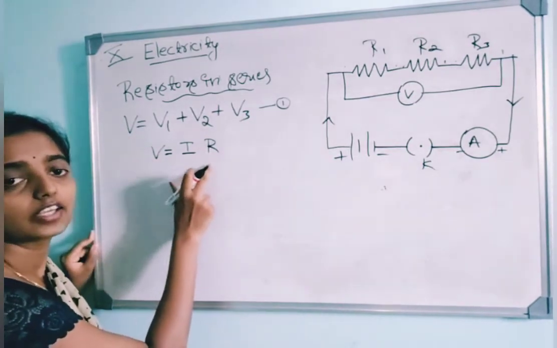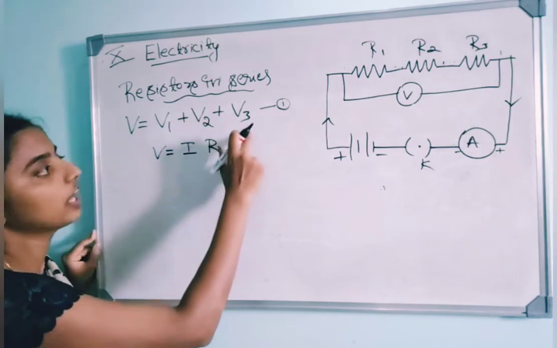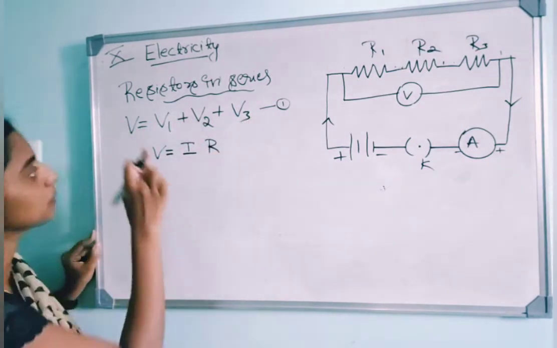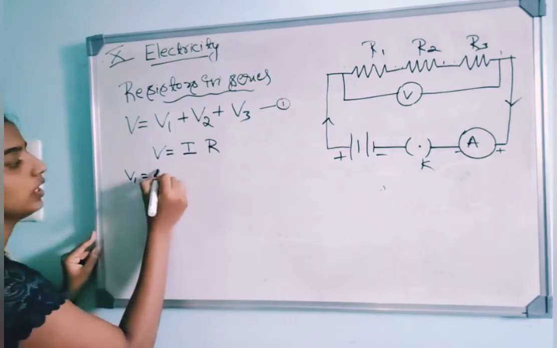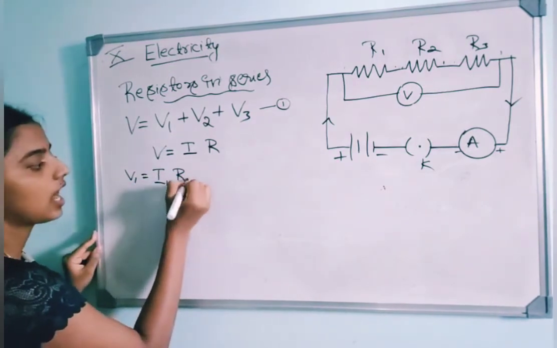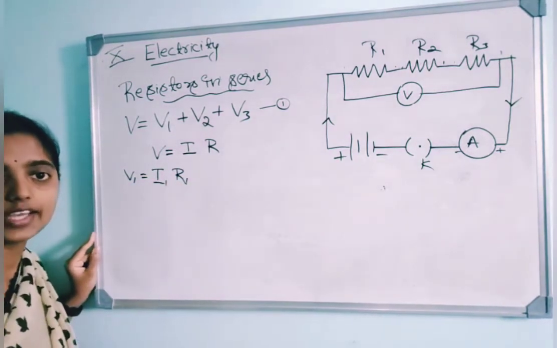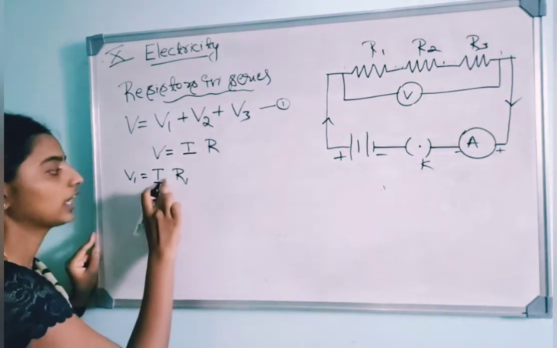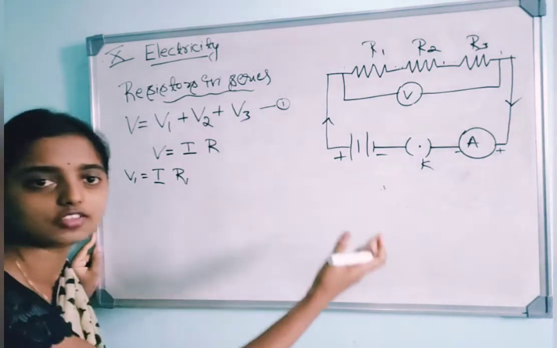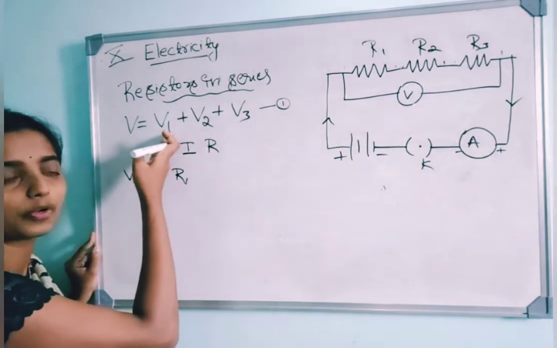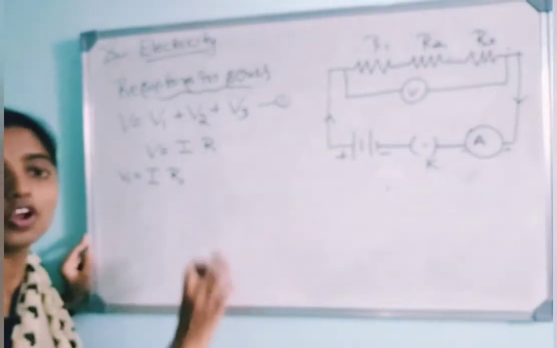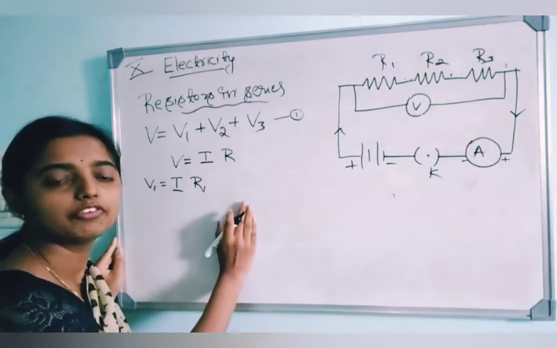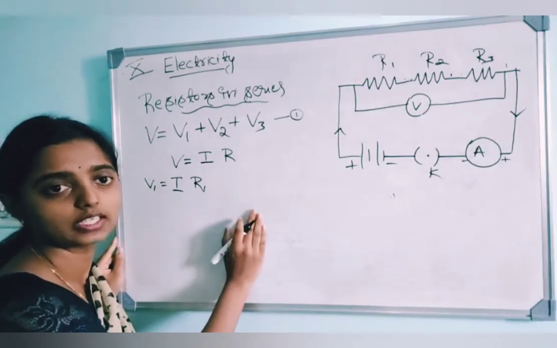Now, can I write a different equation for all the V available in equation 1? Can I write V1 is equal to I1 and R1? I can easily write that now. But here I won't write it as I1 because I is constant. The current will be the same in this potential difference also, in this resistor also, in this resistor also. So I will write it as just I without mentioning numbers.